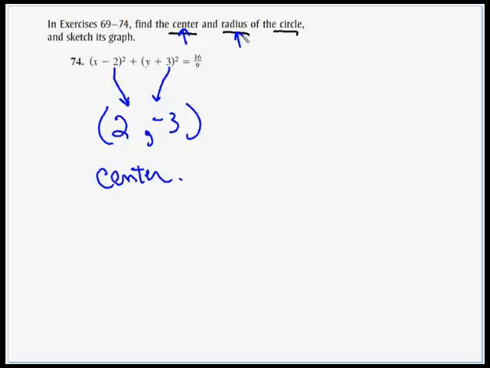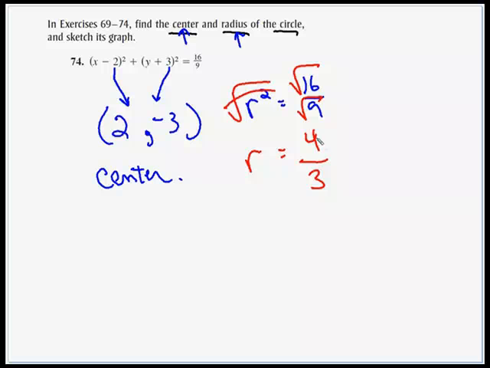If we want to find the radius, remember this is all equal to r squared. So the radius squared equals 16/9. To find the radius, we square root. The square and the square root cancel, and we square root the numerator: the square root of 16 is 4. And we square root the denominator: the square root of 9 is 3. So the radius has a length of 4/3 units.